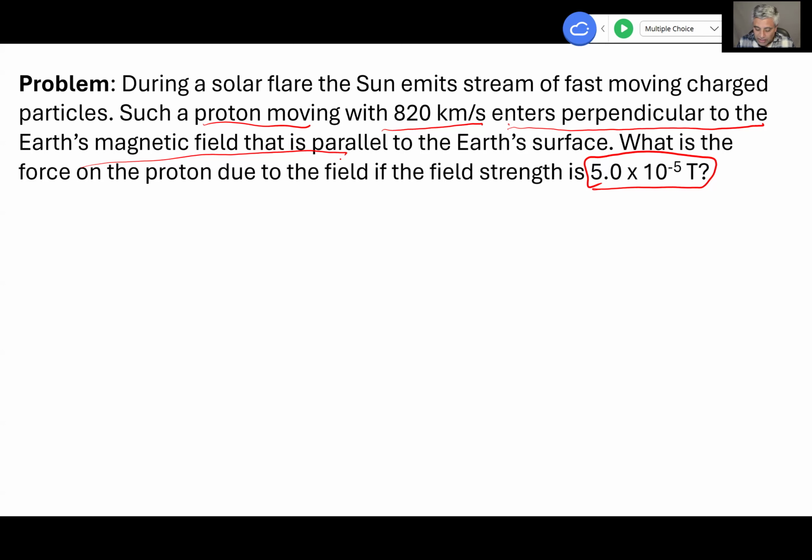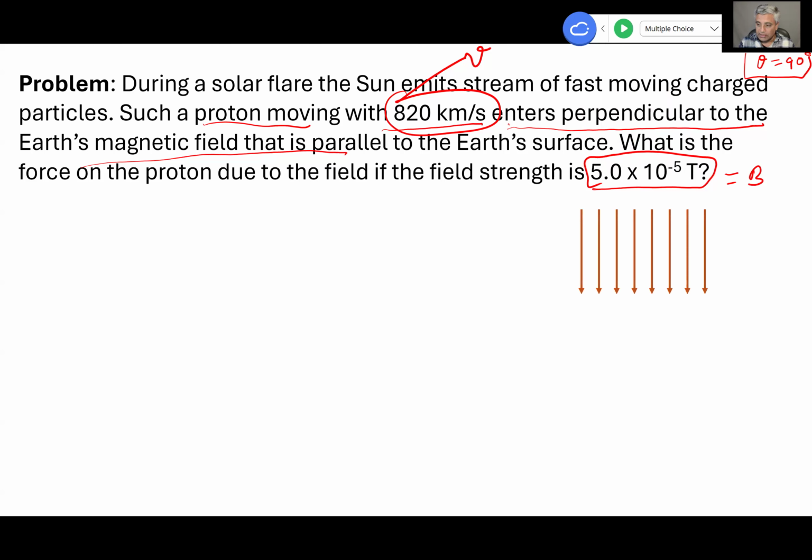And that's what it is talking about. What is the force on the proton due to the field if the field strength is that much? So this is B. B is given here. This is V. V is given, but it is in kilometer per second. We need that in meter per second. And we are given the angle between V and B. It says perpendicular, which means that's 90 degrees.